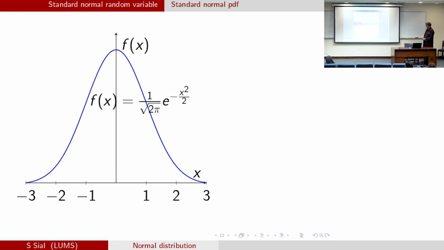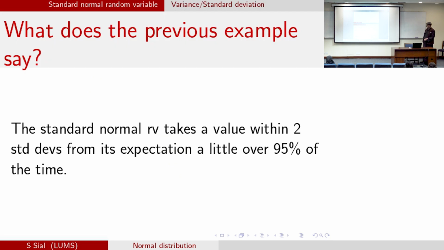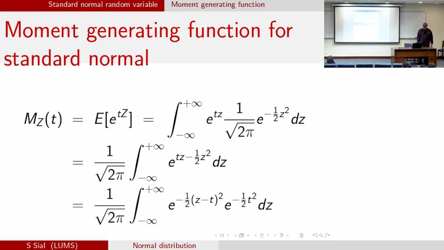I already said that. The standard normal is a continuous random variable. It's non-zero for all real z. Okay, the moment generating function.